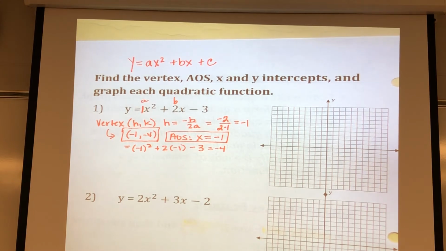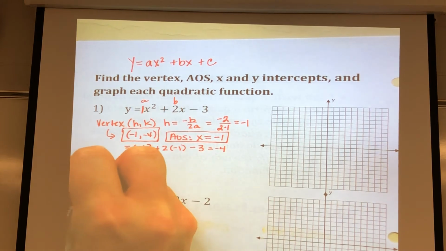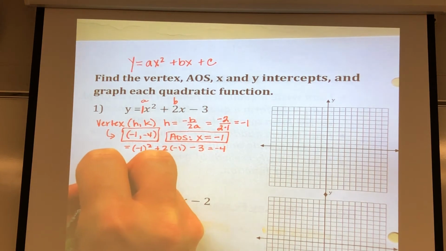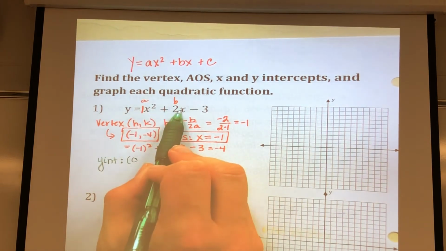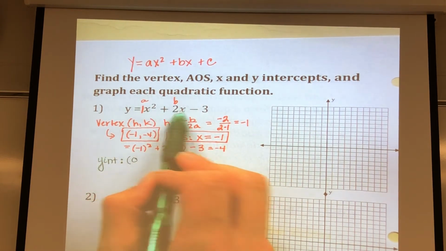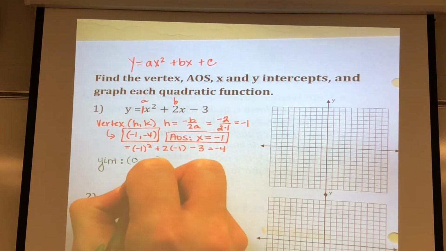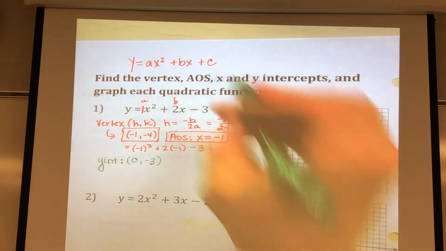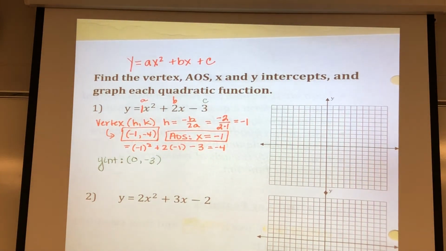Finding the y-intercept is probably the easiest, because all you do is put a 0 in for both of the x's, and doing that eliminates those two terms, so you're just left with negative 3. So your y-intercept is going to be 0 and then your c value. This is the c value. So y-intercept is (0, negative 3).